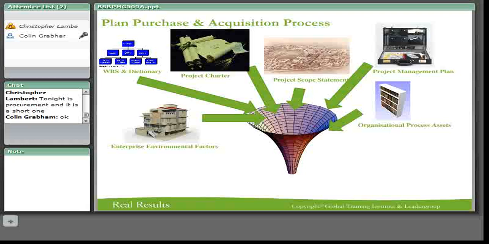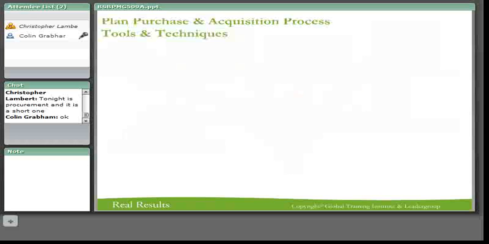If we now look at what the output would be, if we're going to plan the purchase and acquisition process, what comes out of that is the procurement management plan, the contract statement of work, make or buy decisions, and finally requested changes. So there might be some changes in what we're doing here. So let's look at some of these tools and techniques.